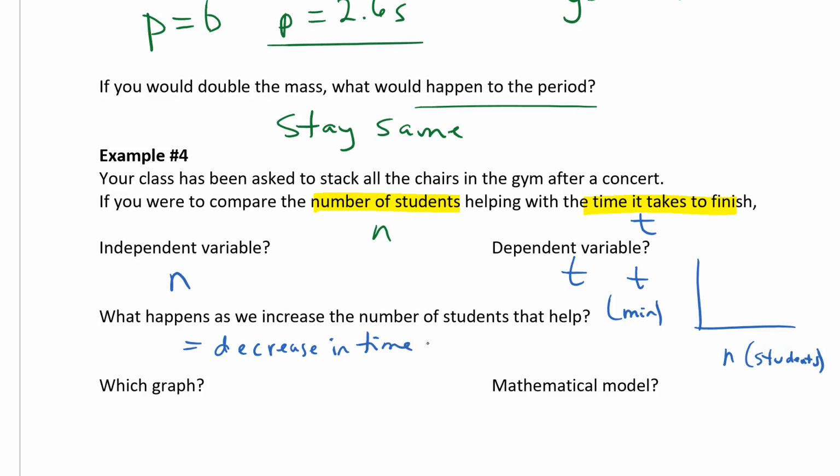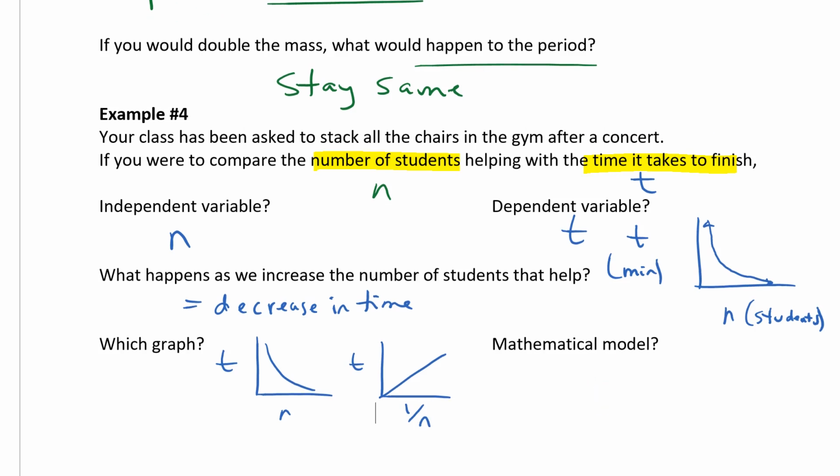So what would the graph look like? Which graph? I'm actually answering that over there. I think it would end up being this one, wouldn't it? Okay, so we could do, I'll do it again, t and n could be here. Or we could also graph the linear version, t versus 1 over n, and then we would get a straight line. Both of these graphs work, okay?